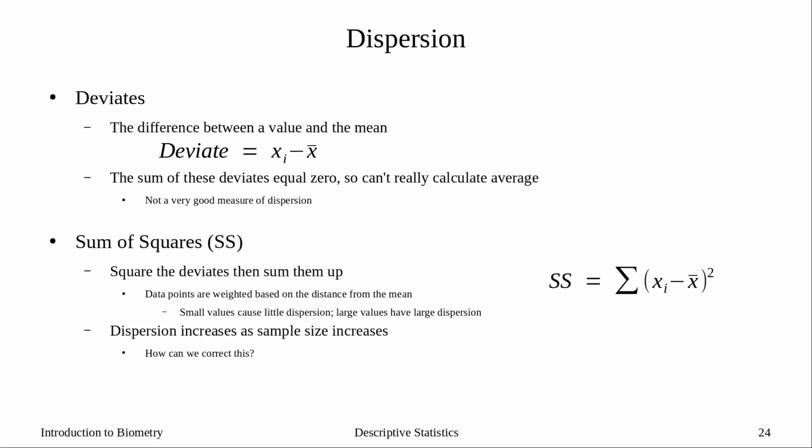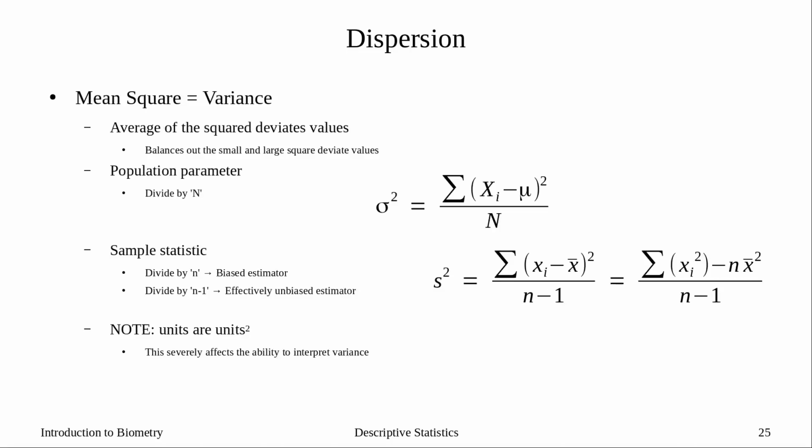So if we have 5 samples and calculate the sum of squares, and then we collect one more sample, so that our sample size is 6, the dispersion for a sample size of 6 will be larger than for a sample size of 5. It's just how it works. So is there a way that we can correct it? Yep, we can, and that is a variance.